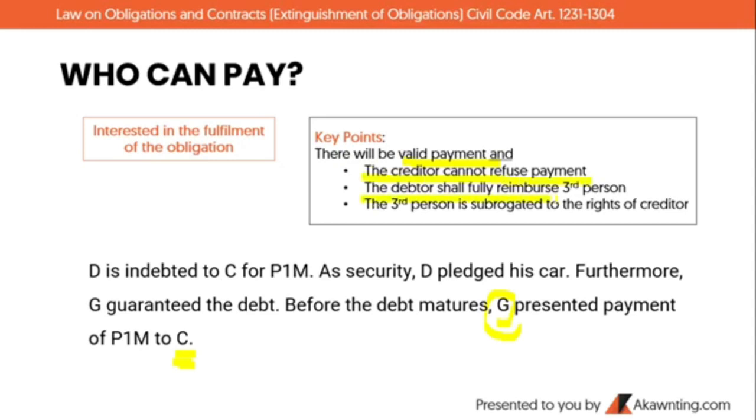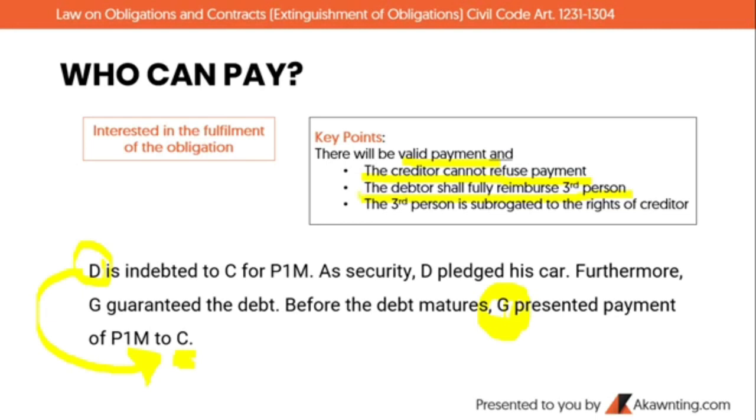Next, the debtor shall fully reimburse the third person. Ang mangyayari is, ngayong nabayaran na ni G si C, sino na ang bagong creditor ni D? Malamang si G na. So, meron nang obligation si D this time. Nagkaroon na ng extinguishment ng obligation niya kay C kasi nagkaroon na ng valid payment. Pero nagkaroon ulit ng bagong obligation si D, which is obligation niya kay G.